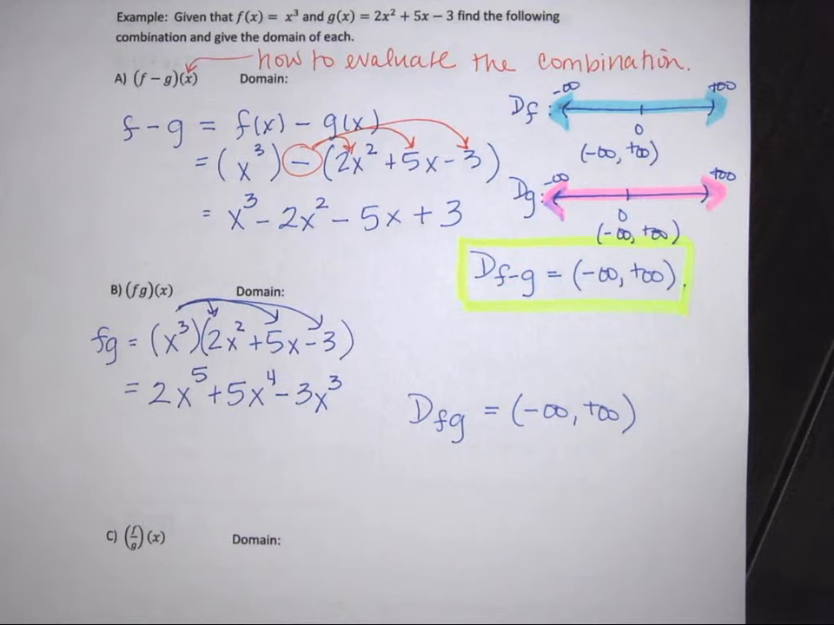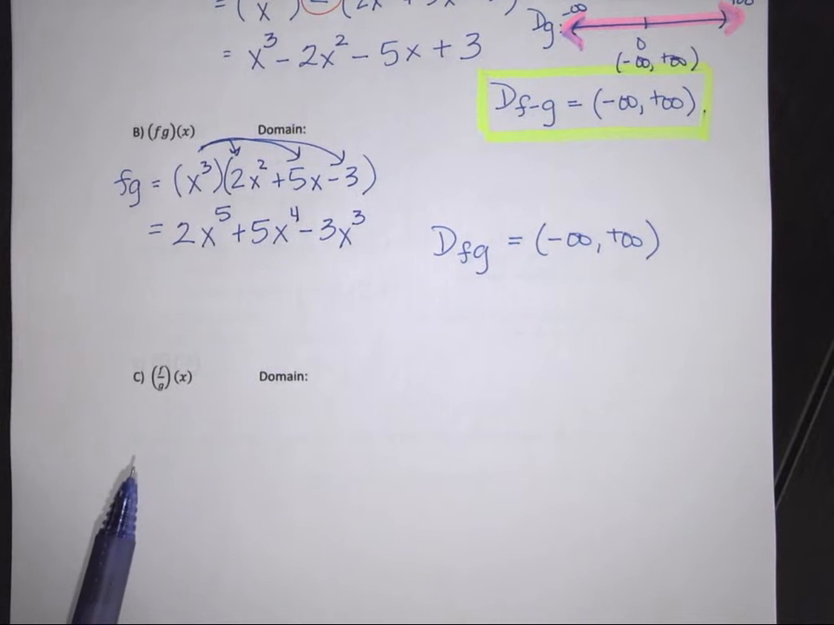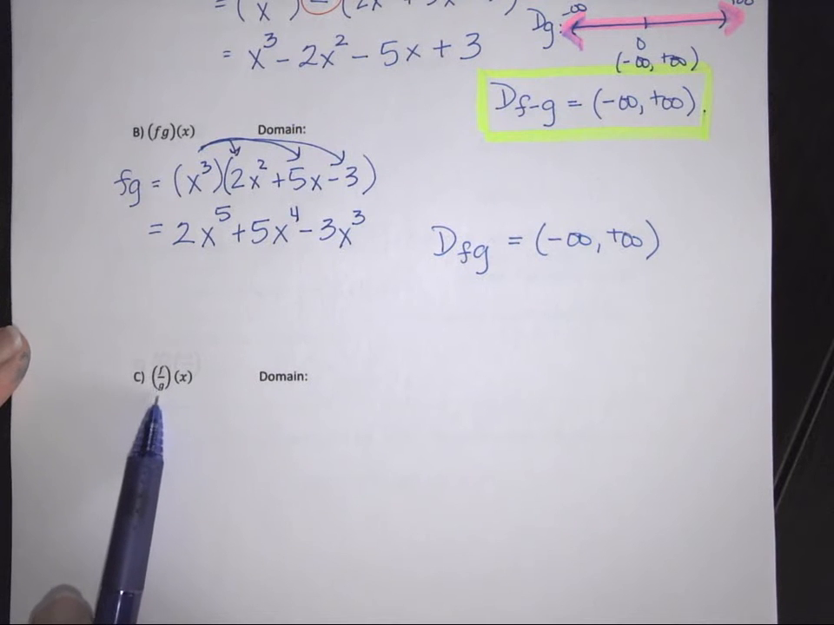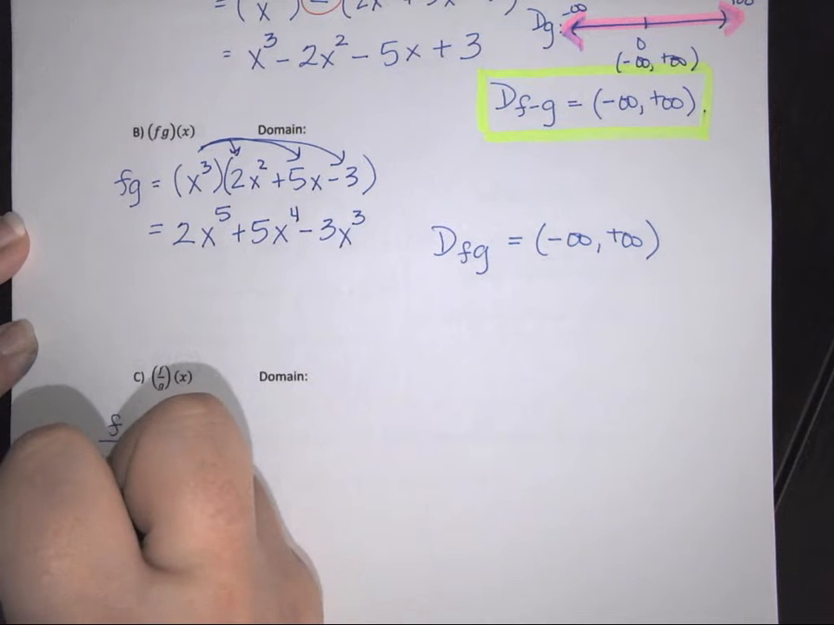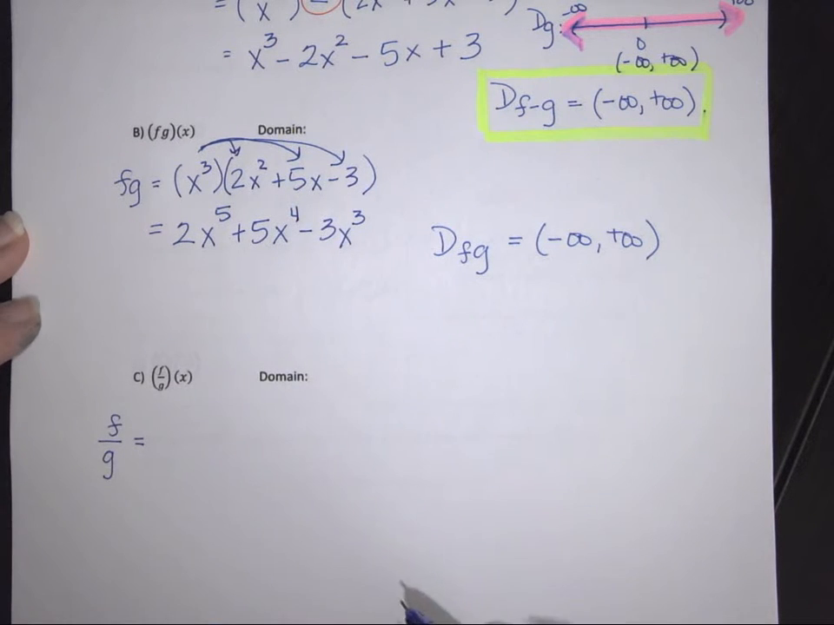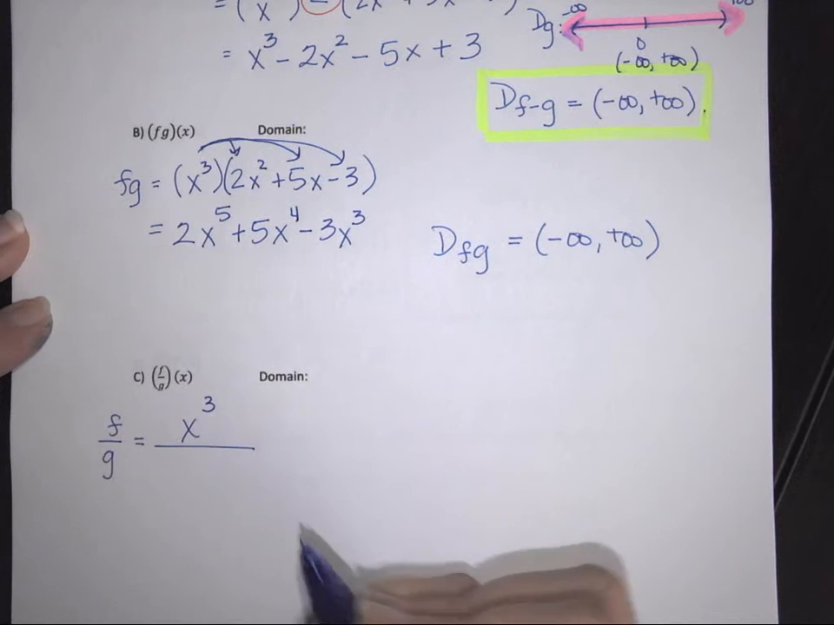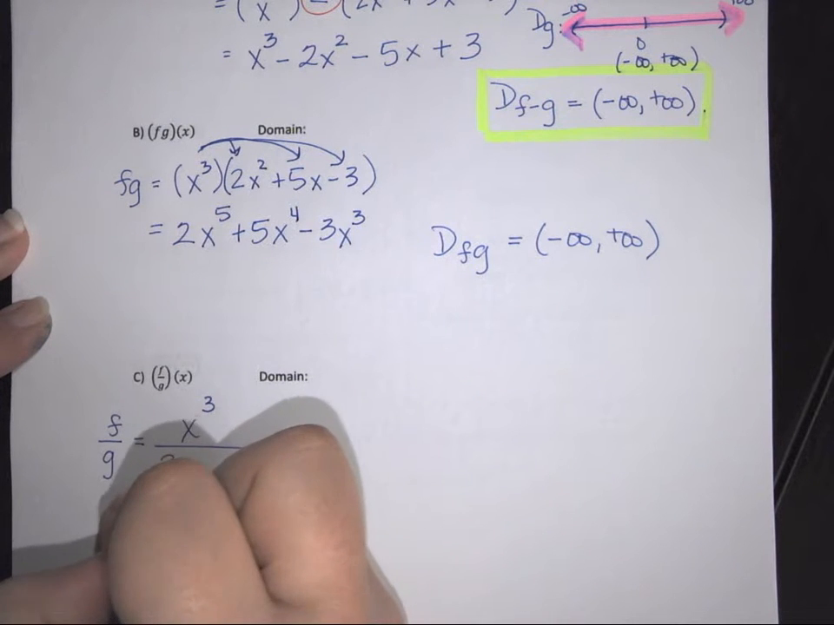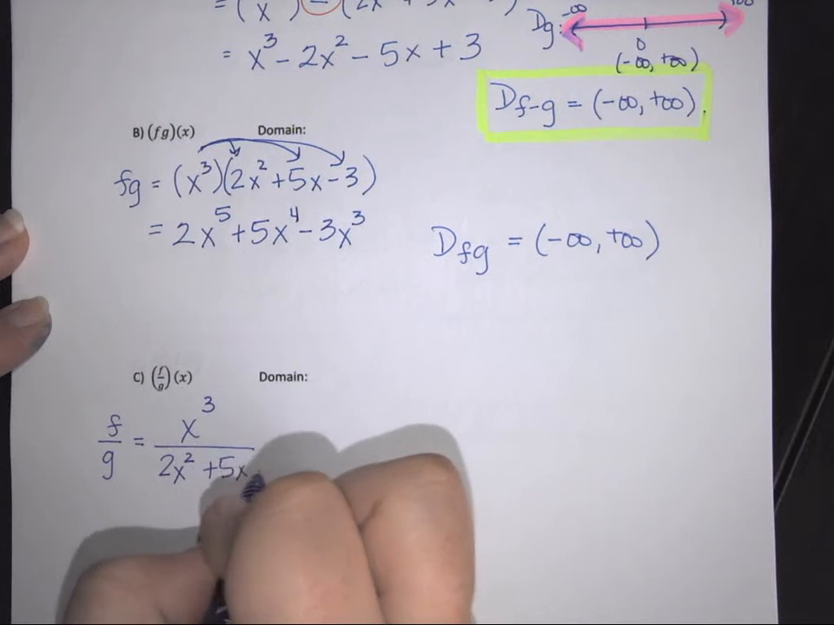Where things get a little different is going to be my bottom example here. Notice now I'm doing f divided by g. And so in doing f divided by g, something has now changed with my g. So first, f divided by g says f is on top, so this was x cubed. But now g is on the bottom, which is a 2x squared plus that 5x minus 3.